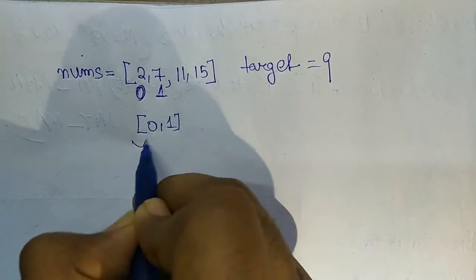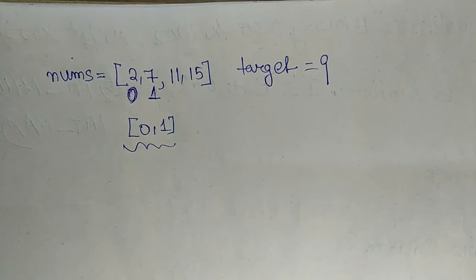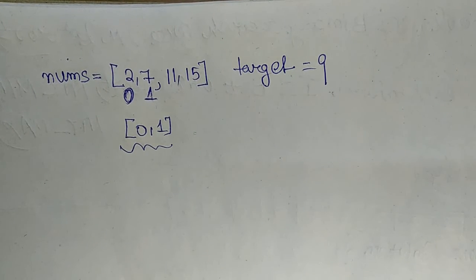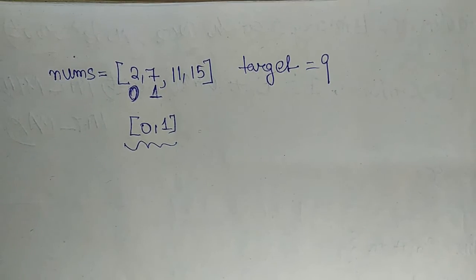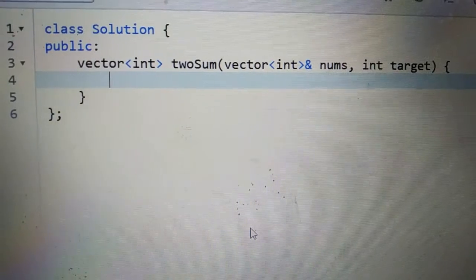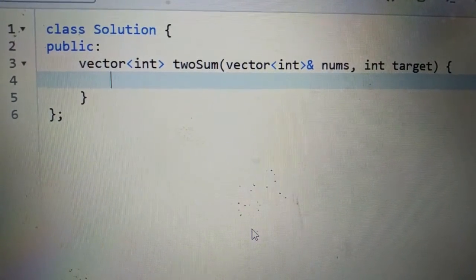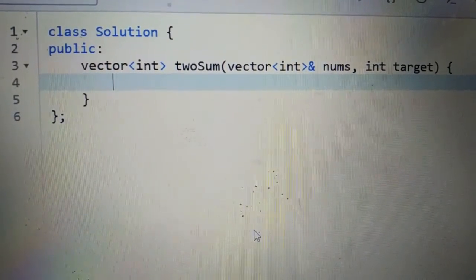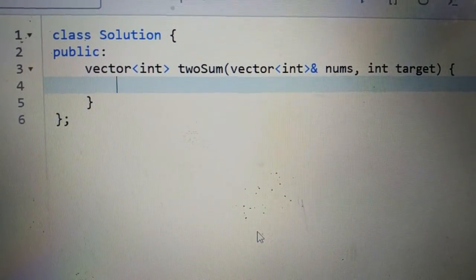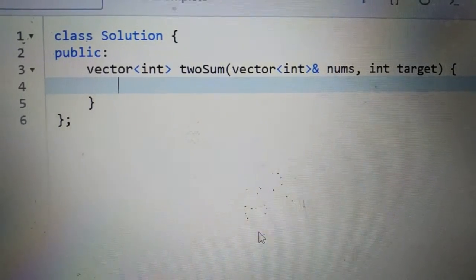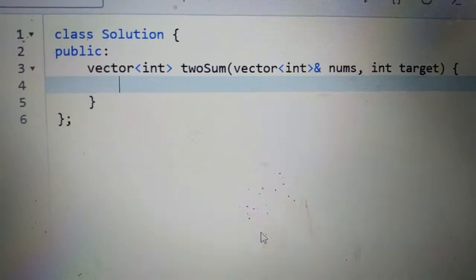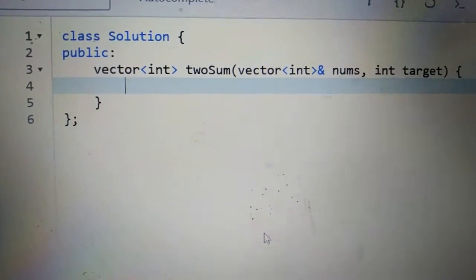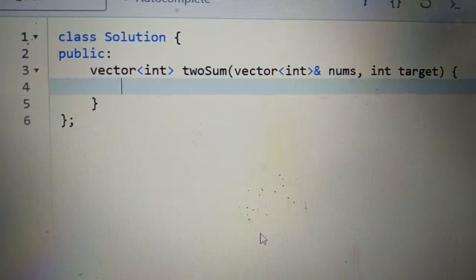Now, this form of return is only possible with the help of an array or vector. Let's see what type of answer our question wants. So see here, our question wants the array in the form of a vector, which is nothing but another type of array which is dynamically sized. So it can change its size like a linked list. Now we will get to the solution of this question.